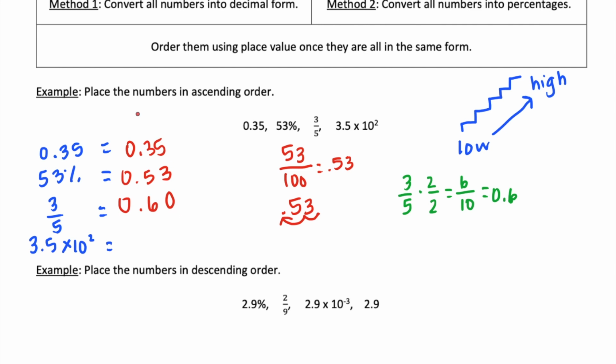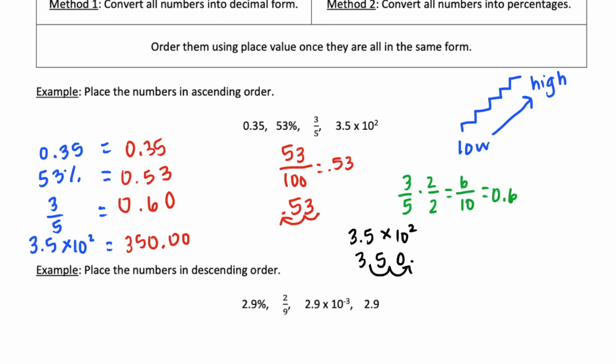In our last one, we have 3.5 times 10 to the second. If you recall from scientific notation, a positive exponent means that we are multiplying and moving our decimal 2 spaces to the right when it's positive. So it becomes 350. So our last number there is 350.